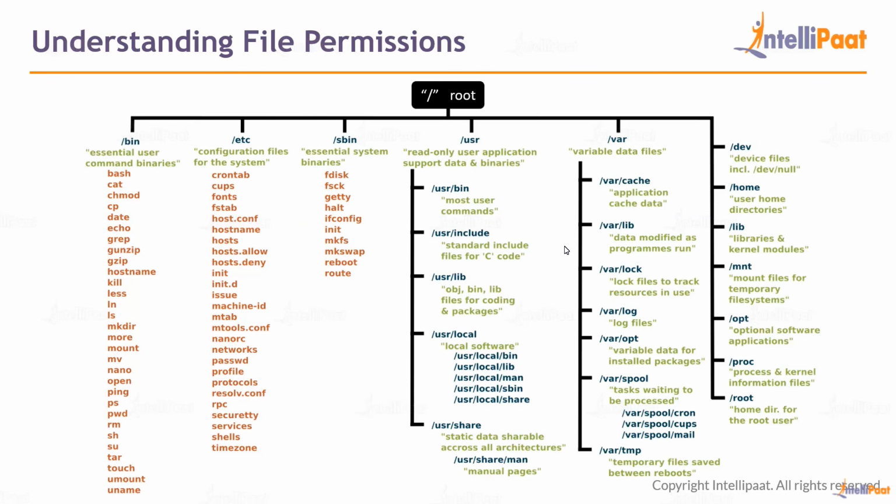Coming down, guys, this is how the file structure will be. You can see this is the top folder, root, and under root you will see all of these major folders: bin, etc, sbin, usr, var, dev, home, lib, mnt, opt, proc, and root. We'll discuss them in detail in the next session.